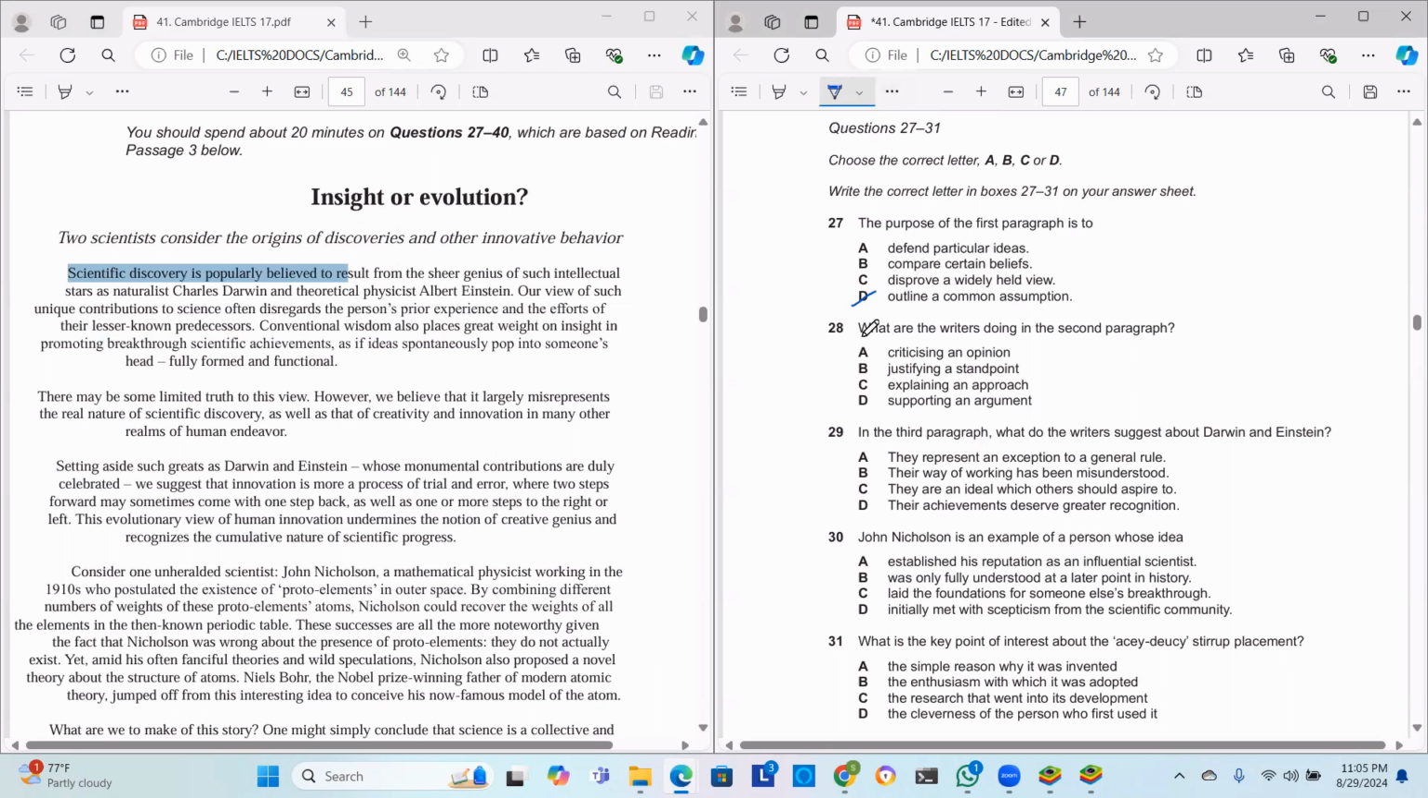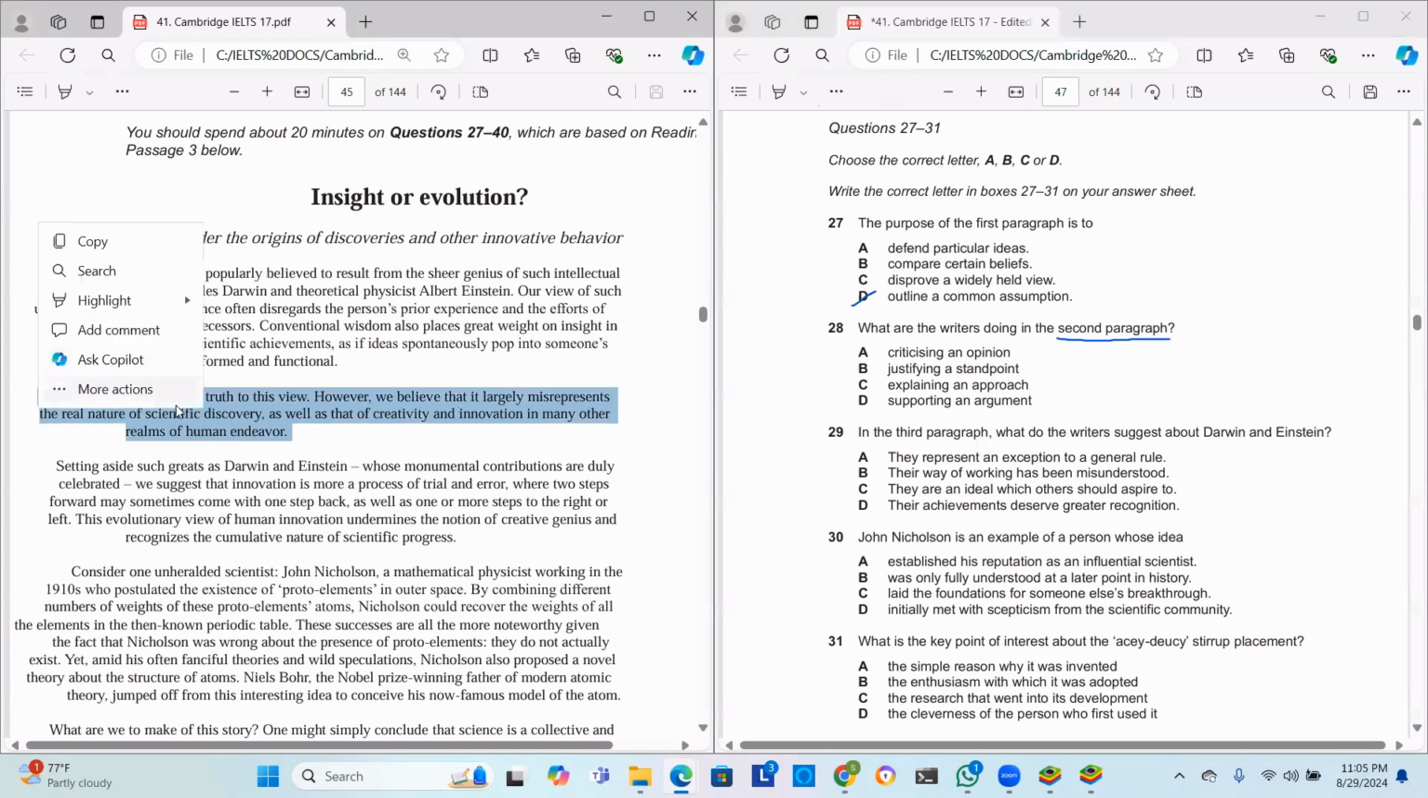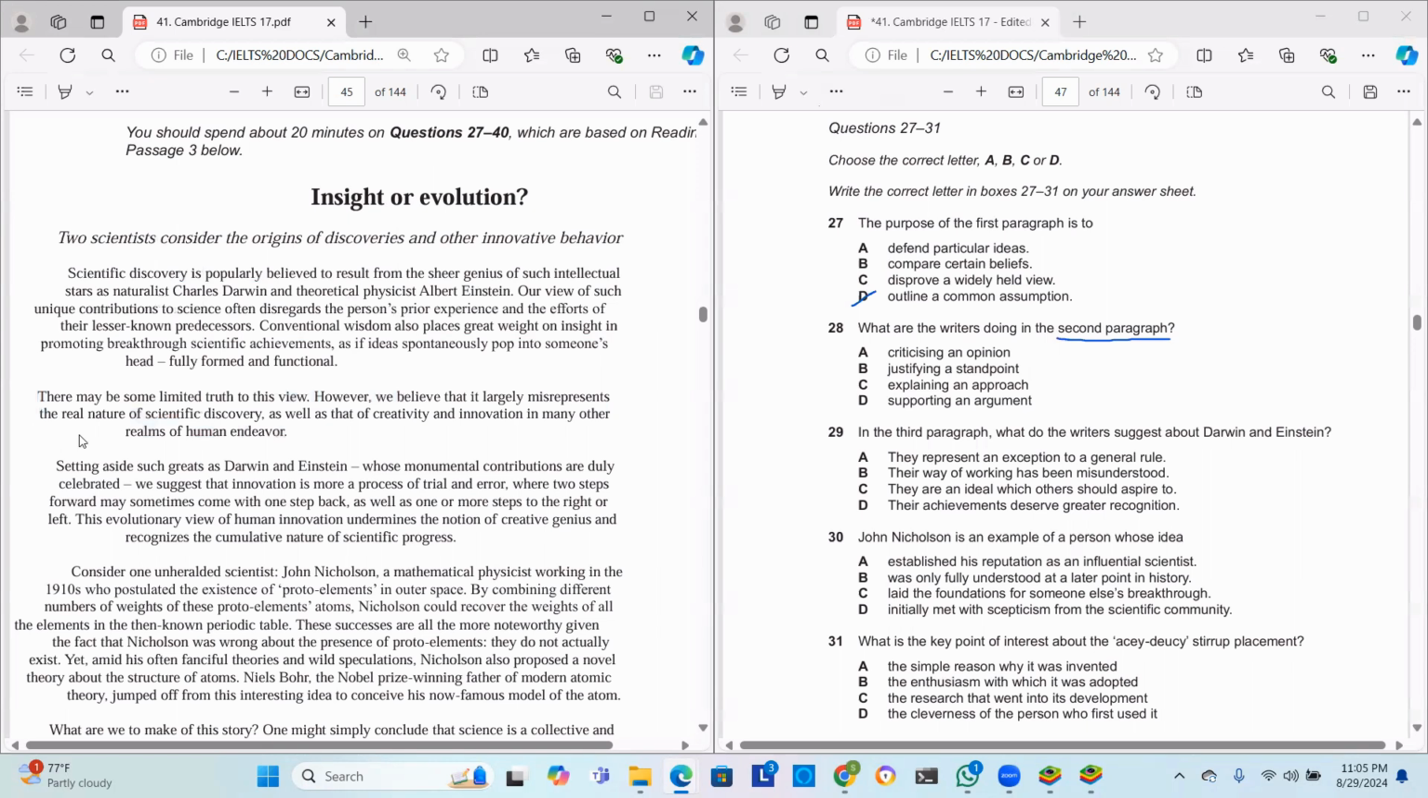Second one. What are the writers doing in the second paragraph? Okay, he's talking about the second paragraph. So let's not waste any time and let's jump to the second one. As you can see, it's a very small paragraph. So I think we should be doing it very quickly. There may be some limited truth to this view. However, we believe that it largely misrepresents the real nature of scientific discovery as well as that of creativity and innovation in many other realms of human endeavor.